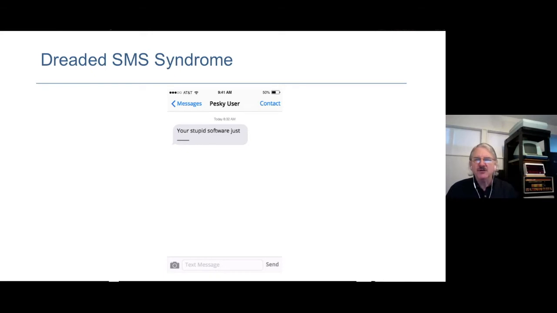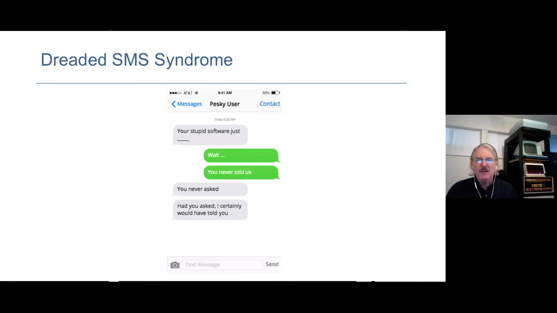Okay. And so I call this dreaded SMS syndrome, or text message syndrome. Basically, a developer is happily developing away, writing code. Their phone buzzes with an incoming text message from the pesky user saying, your stupid software just, fill in the blank, where the blank would be something like violated some business policy. Your stupid software just allowed us to have a bank account with a negative balance. Your stupid software just allowed us to have an order without a customer. Whatever it is, to which the software developer, in defense of their code that they worked so hard on, might say, well, wait a minute, you never told us that little issue about your business, to which the pesky user says, well, guess what? You never asked. Had you asked, I certainly would have told you. But you didn't ask, so I thought you already knew.